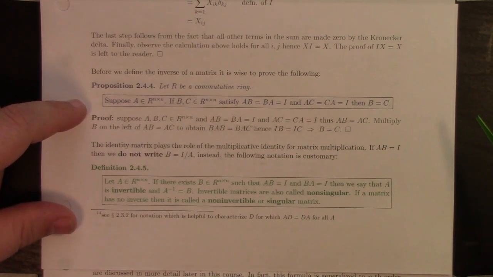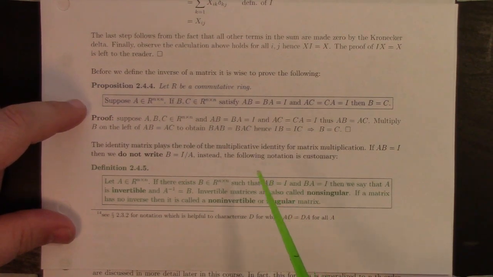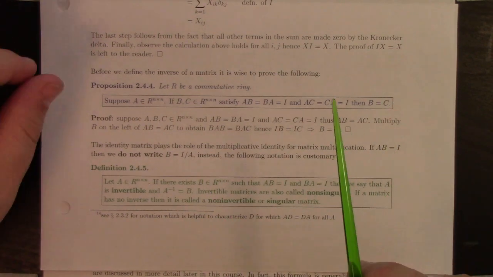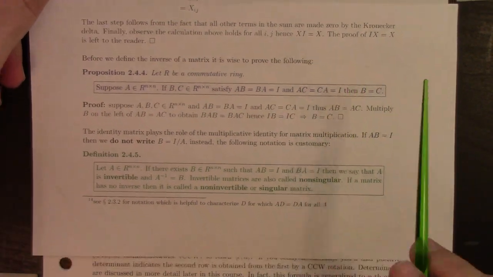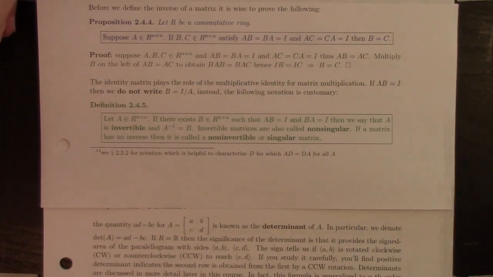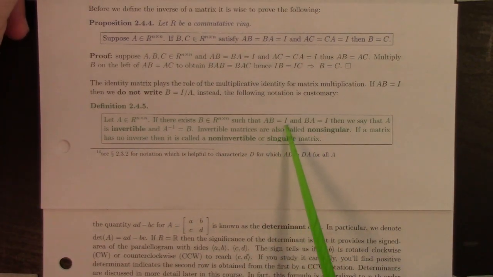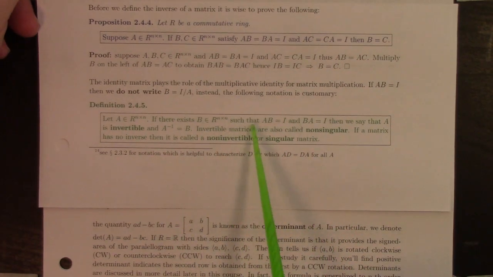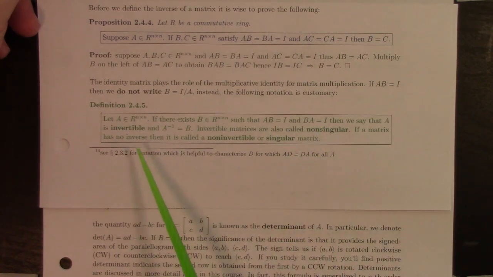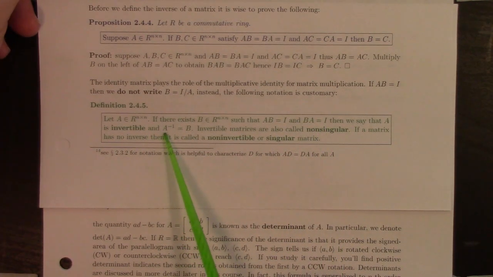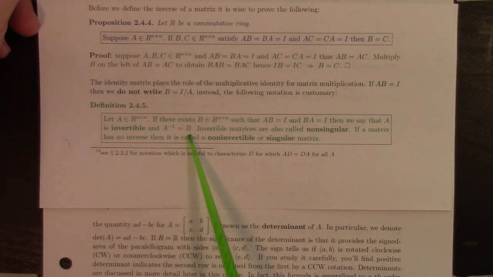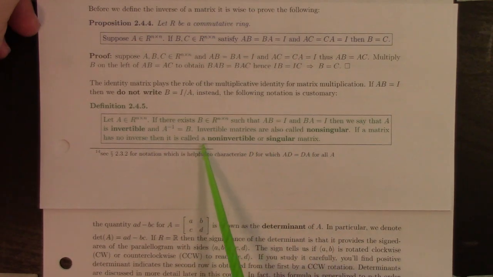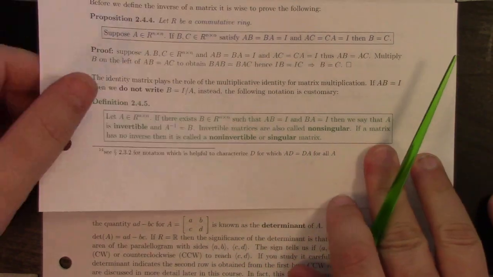All right. Anyway, long story short, if AB is equal to I, we do not write B is equal to I over A. I mean, you can write it if you don't like your points, but if you like to keep your points, you won't write that. We have a definition that we use here: if AB is equal to I and BA is equal to I, if there exists a matrix B for a given square matrix A such that these two conditions are met, then we say A is invertible, and we say that A inverse is equal to B. Invertible matrices are also called non-singular. If a matrix has no inverse, then it's a non-invertible or a singular matrix.